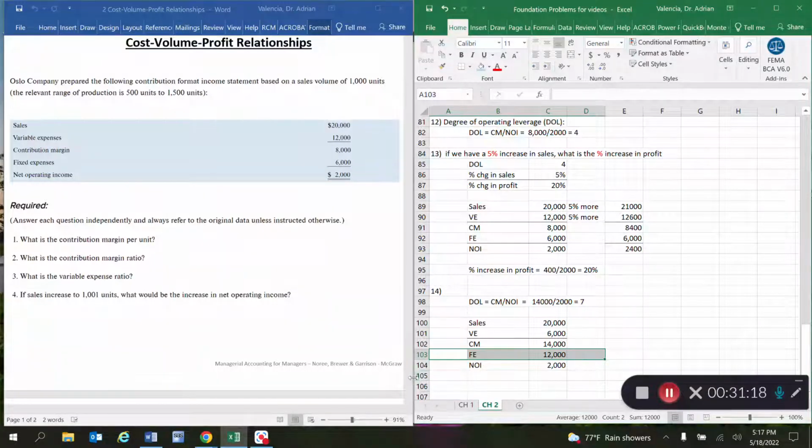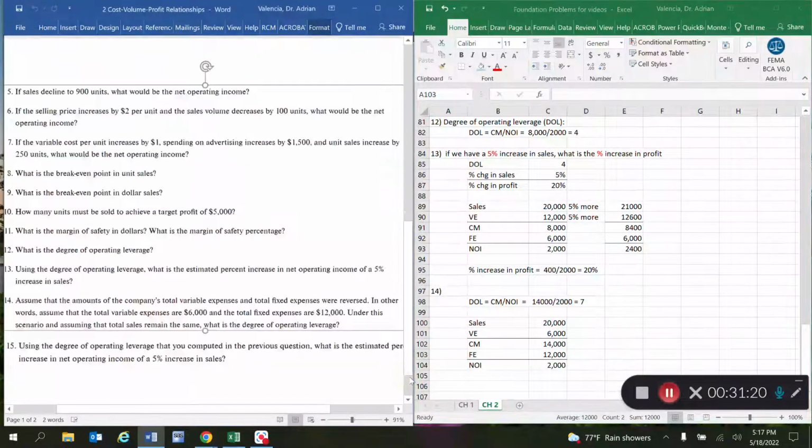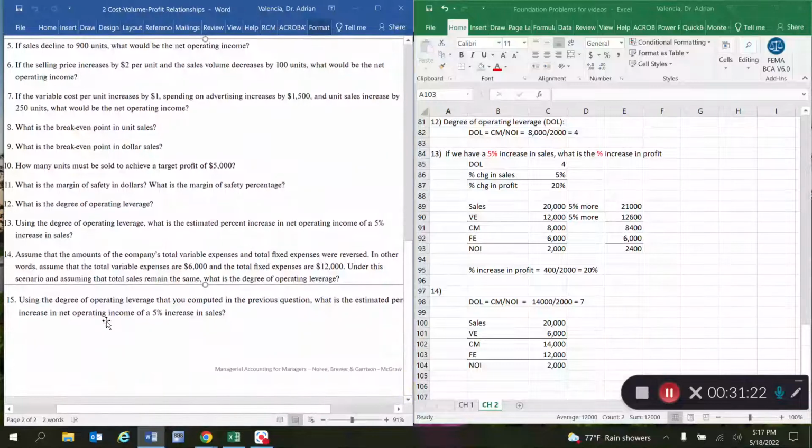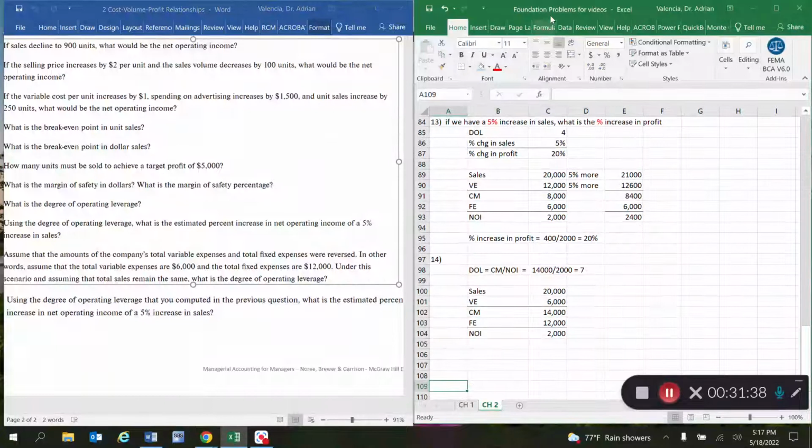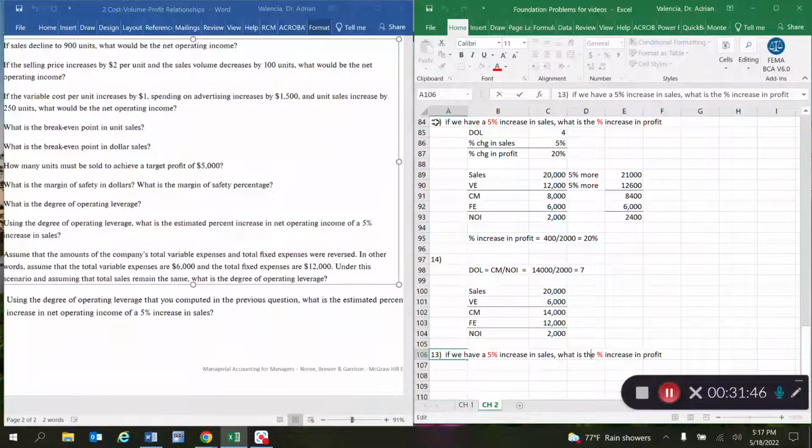So let's go ahead and see what 15 says. Using the new degree of operating leverage that you computed in the previous question, what is the estimated percent change or increase in net operating income of a 5% increase in sales? Yes, same thing. So I'm going to scroll down a little bit here, and I'm going to copy this because I want to emphasize the similarity between these two. So this is 15 now.